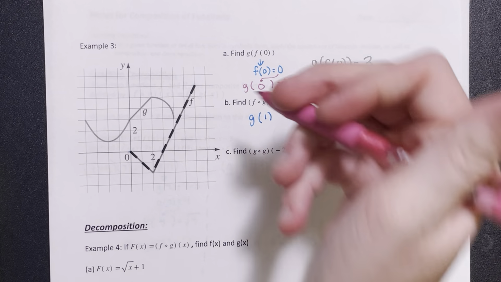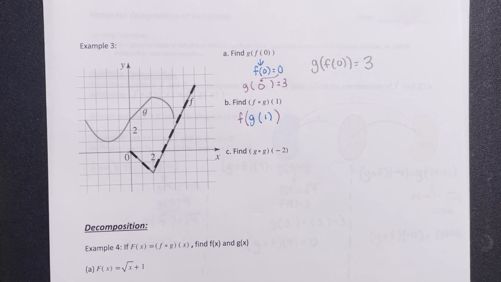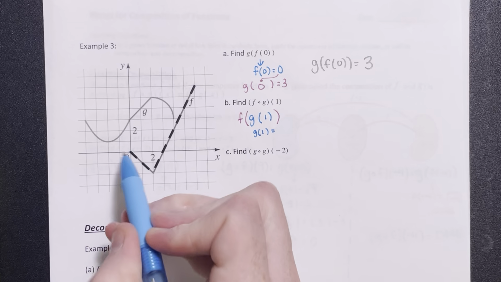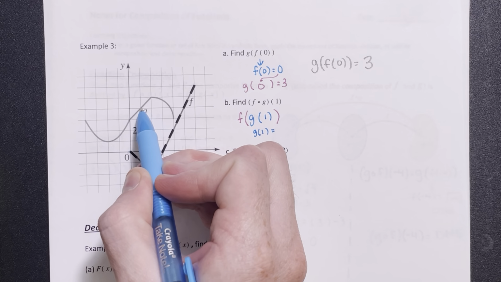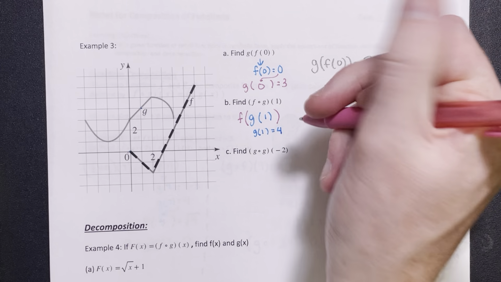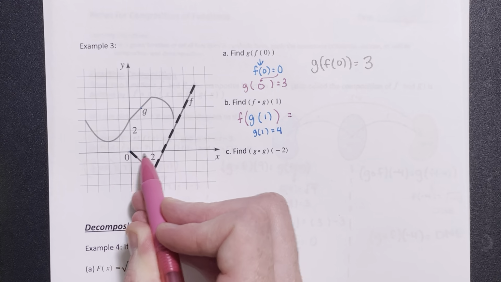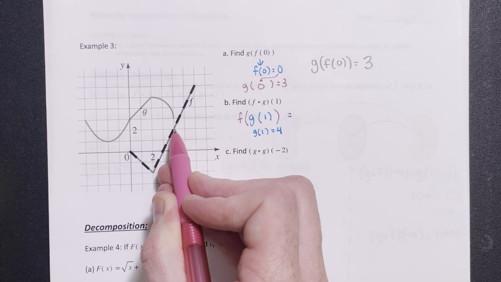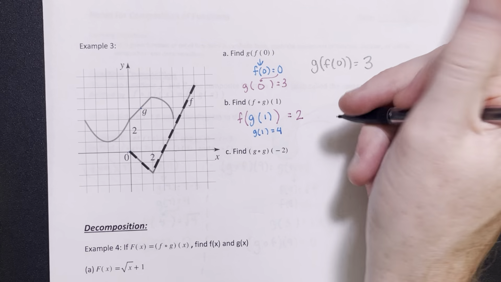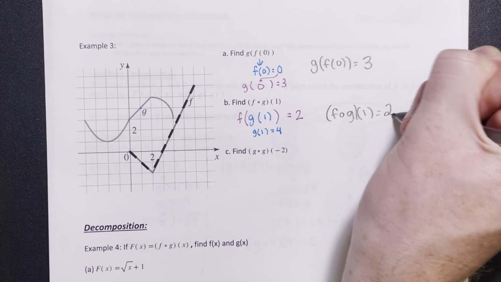So g of 1 is going to be put into our f function. Let's start with that g of 1. When x is 1, g is at 4, so g of 1 is 4. And we're plugging that into our f. At 1, 2, 3, 4, f of x is at 2. So f of g of 1 is 2.